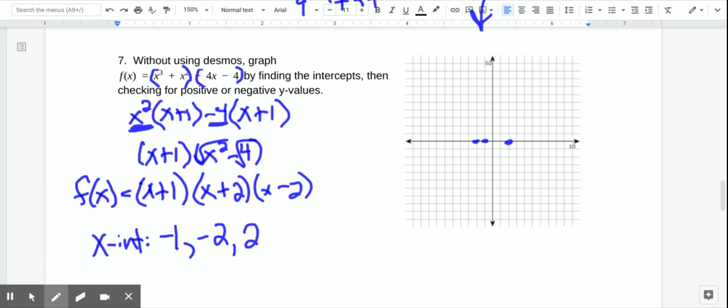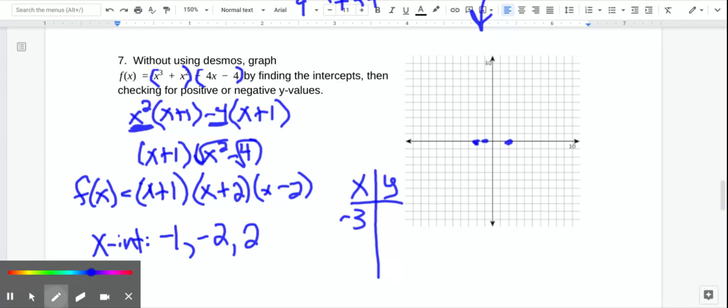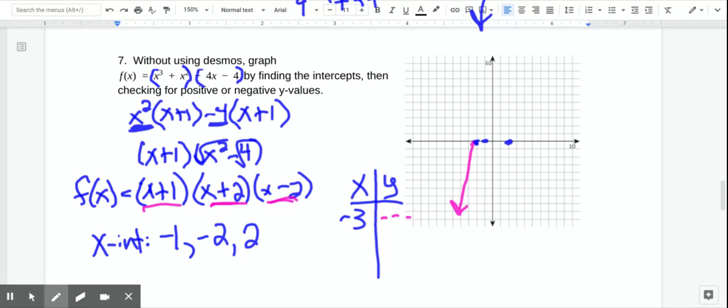And now we want to know just what's happening in between those. So we're going to just plug in some numbers. I'm going to plug in something to the left of that, so maybe negative 3. Now I'm going to plug it in here, here, here, and here. When I plug in negative 3, that gives me a negative and a negative. So that is going to be a negative value. Now I need to plug something in that's between negative 2 and negative 1. So we'll try negative 1.5. When I plug that in, I get a negative, a positive, and a negative. So that means it has to be positive in between those.